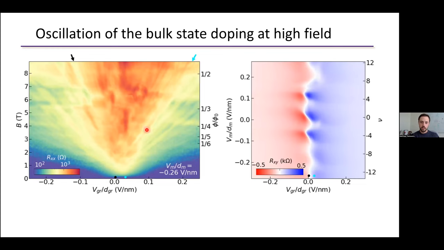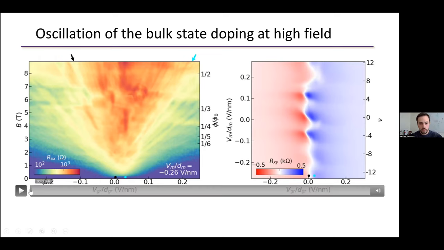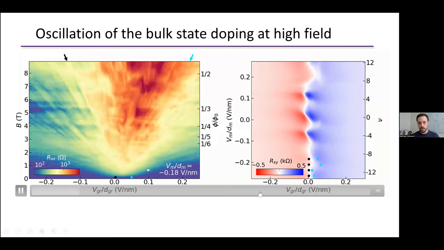But then what we can do is just look at these graphite gate fans. I'll show you a movie as we change the Moire gate voltage. And I'm just going to highlight two representative quantum oscillations, one from the family of the surface states, one from the family of the bulk states. And you can watch what happens as we change the Moire gate. So I'm going to plot the projection of these on this map.